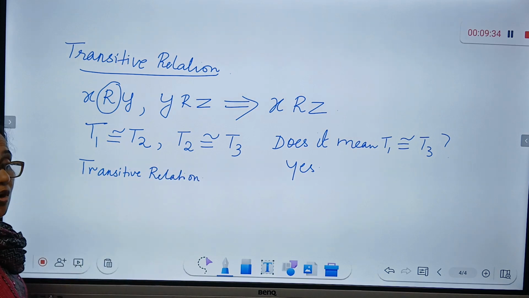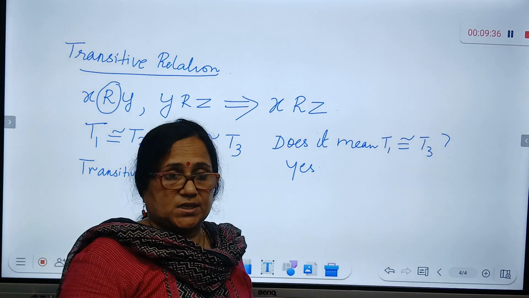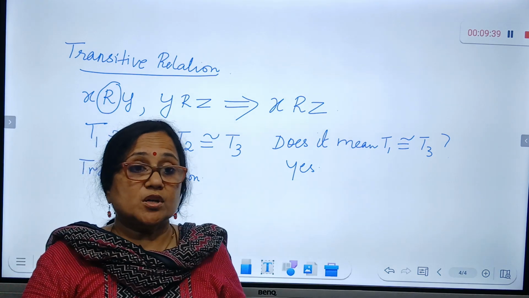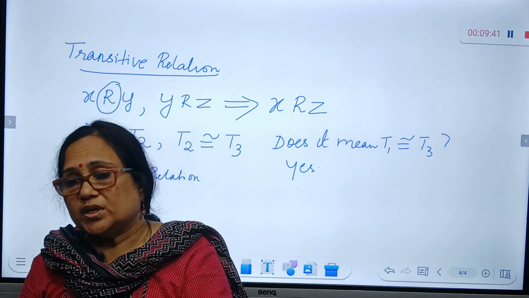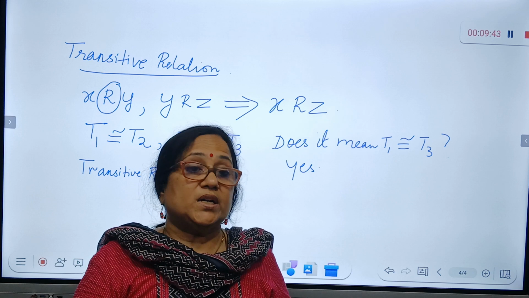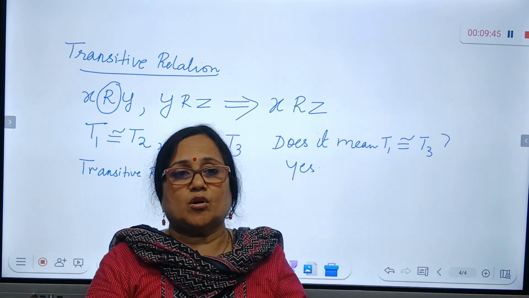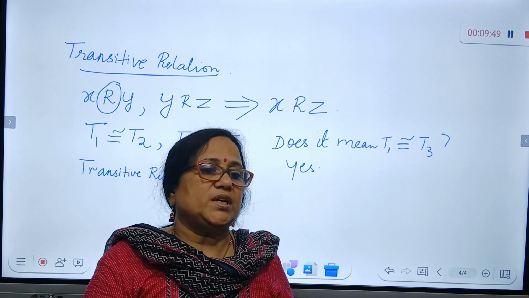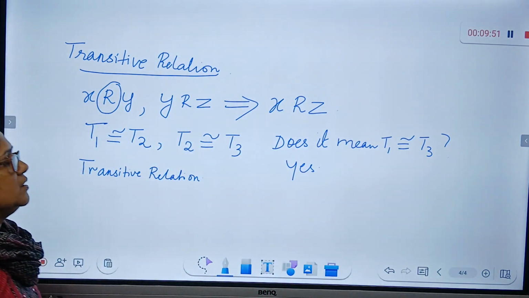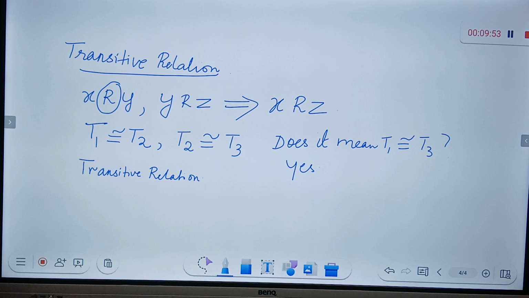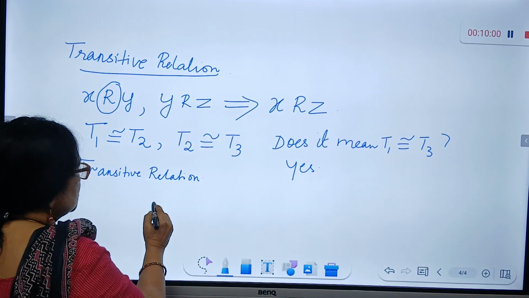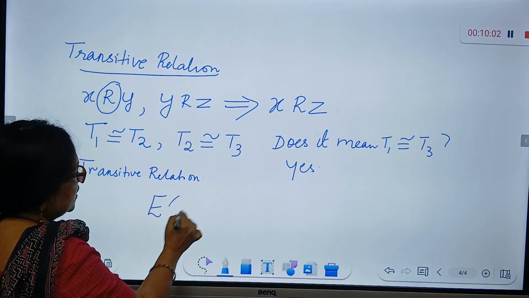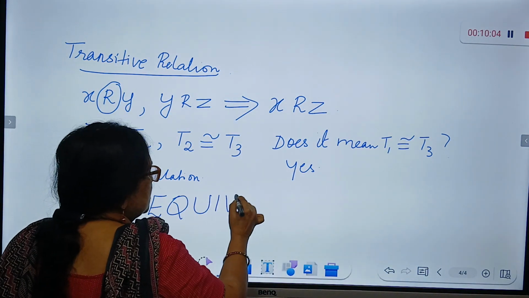It is reflexive because every triangle is congruent to itself. It is symmetric because if T1 is congruent to T2, T2 is congruent to T1. It is transitive because if T1 is congruent to T2 and T2 is congruent to T3, then definitely T1 is congruent to T3. So we saw an example of a relation which was reflexive, symmetric and transitive. If it satisfies all the three conditions, then such a relation is called an equivalence relation.